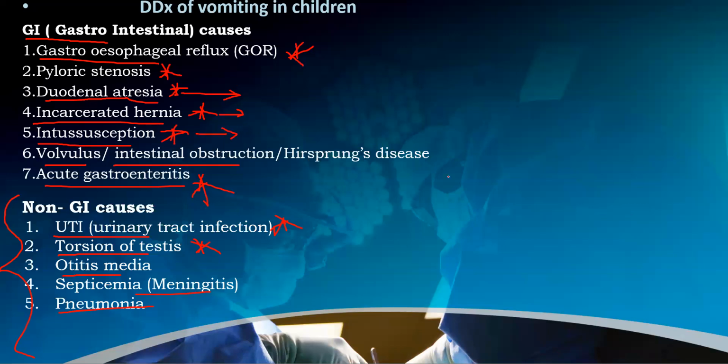For intussusception, we are already asking a question. Intestinal obstruction, we have the bowel habit question. Gastroenteritis will be covered in bowel habit. UTI, we are asking. Testicular torsion.